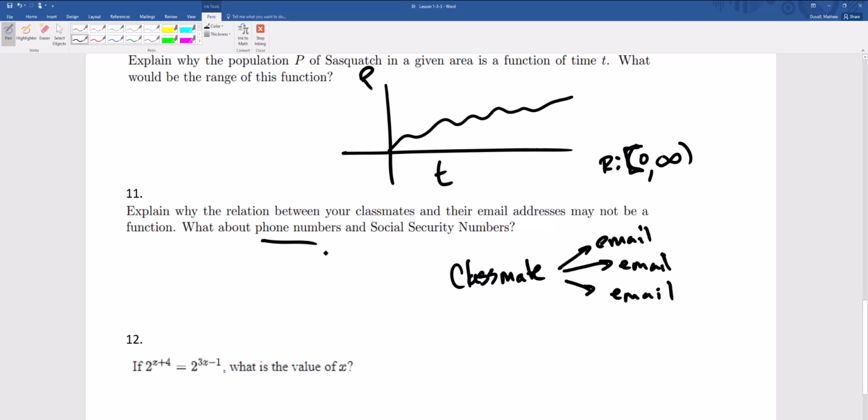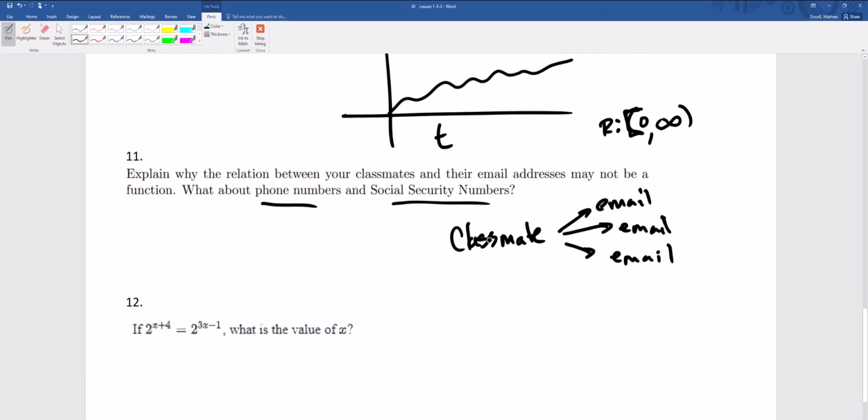What about phone number? Can you have more than one phone number? Yes. Therefore, it's not a function. Can you have more than one social security number? No. So therefore, the relation between you and your social security number is a function.